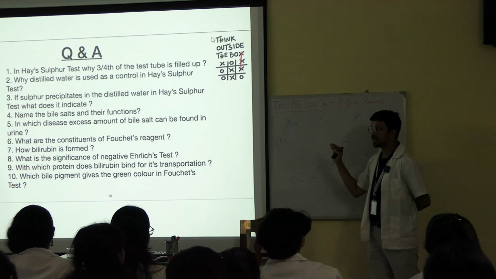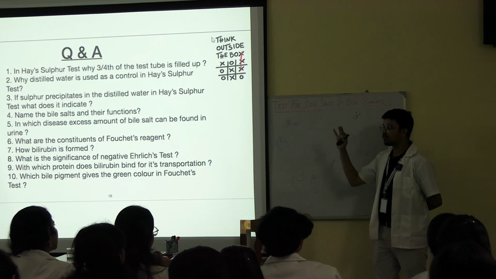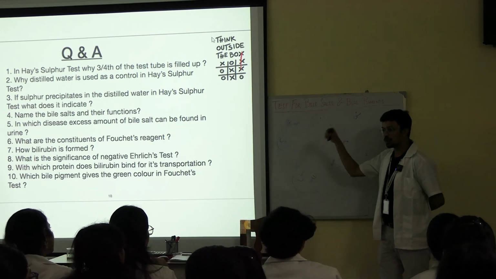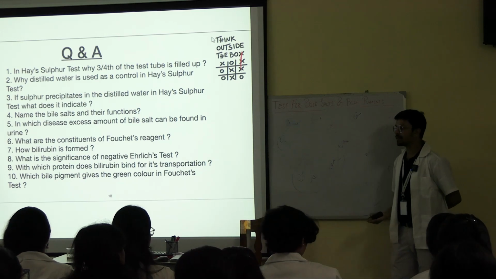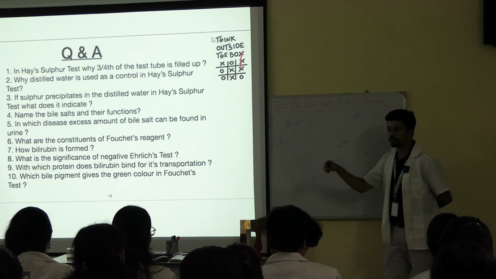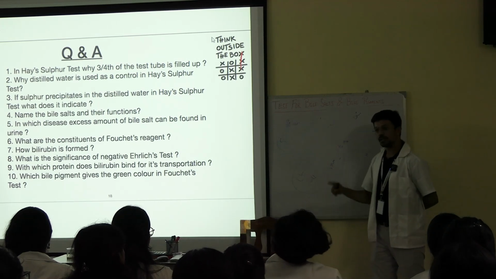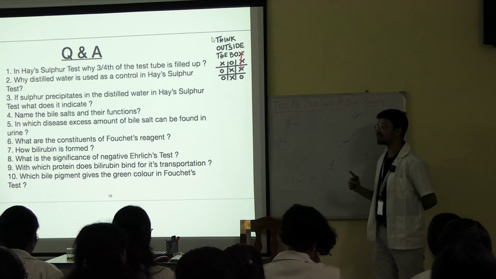What are the steps? Can anybody tell me? 5 ml of urine sample, 5 ml of barium chloride, 2 drops of glacial acetic acid, then filter the mixture. Once you get the mixture filtered out, then take the sample, add 1 drop of Fouchet reagent into it. If the color change is there, then bile pigment is present. Fine. Anybody has any queries?